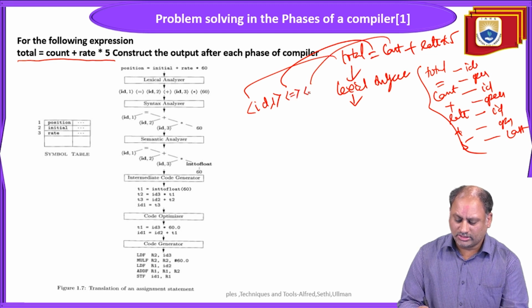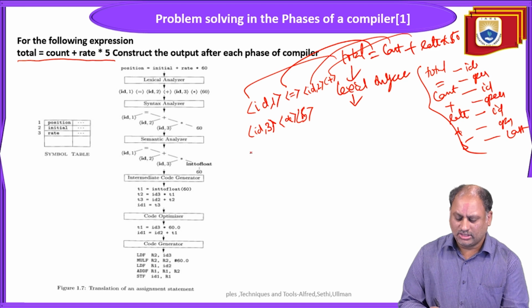Next, the third one is the second identifier. Now plus is an operator. Next, rate. Rate is an identifier, one more identifier, ID comma 3. Next, star is an operator. Next, 5 is a constant. Rate star 60 or 5. Whatever the constant value may be, we can represent 5 or 60. So that is to be represented.